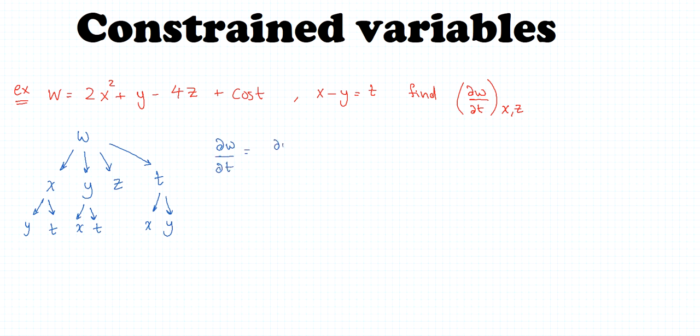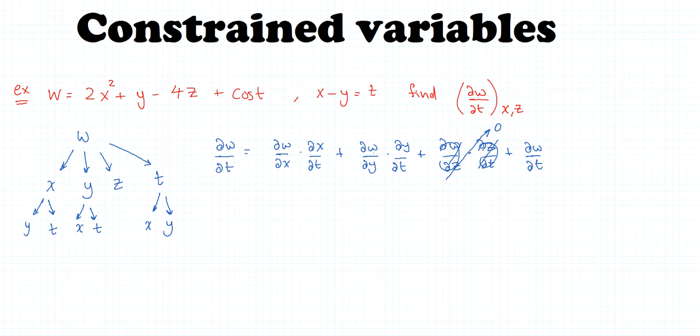This is equivalent to saying it's dw dx times dx dt plus dw dy times dy dt plus dw dz times dz dt plus dw dt. And we're told that x and z are constants. Therefore, the rate of change of z with respect to t is 0. The rate of change of w with respect to z is 0, because z is not going to change. So the rate of change with respect to z is always going to be 0.